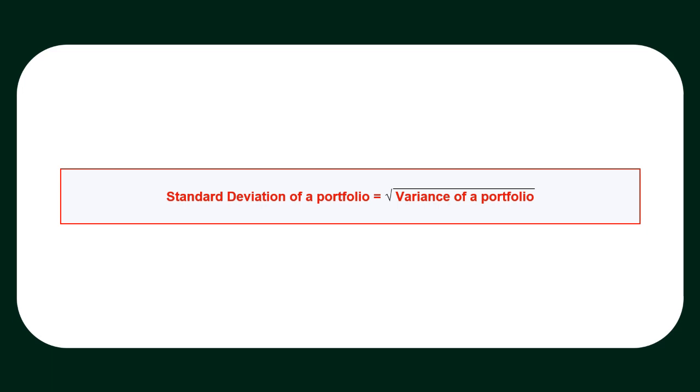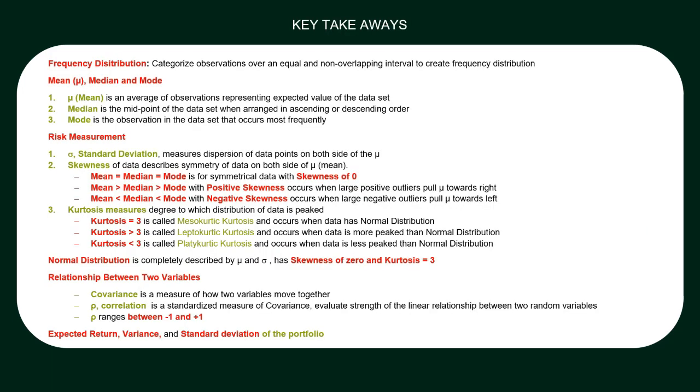With this, we have calculated expected return, standard deviation of a single stock and a portfolio, and relationship between two stocks. Before we close this session, let's go over the key takeaways of the session. First, we have categorized observations over equal and non-overlapping intervals to create frequency distribution. Second step, we have calculated mean, median, and mode. As a third step, we have assessed the risk by calculating standard deviation, skewness, and kurtosis.